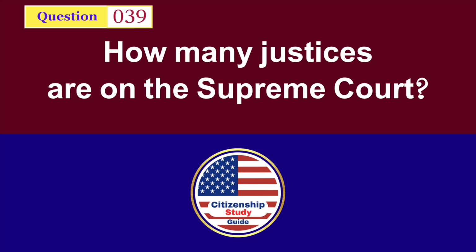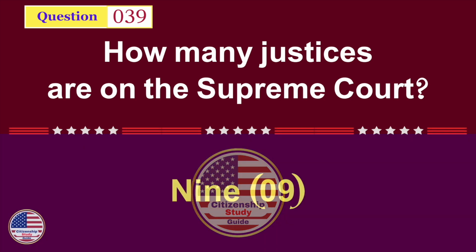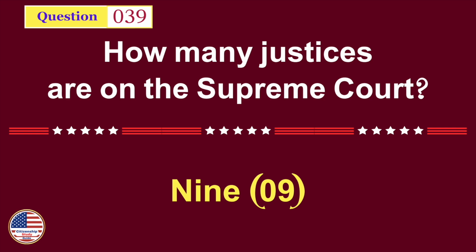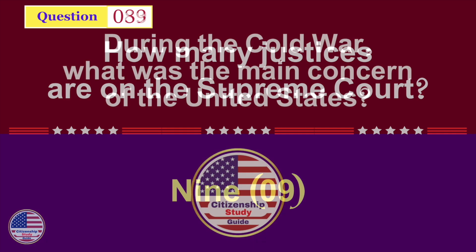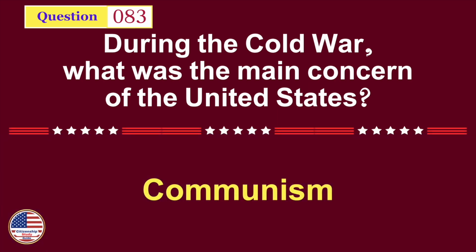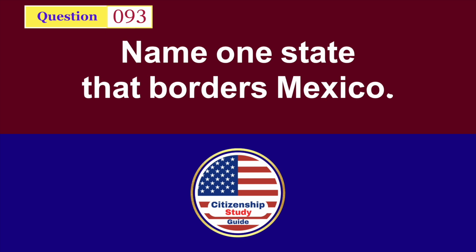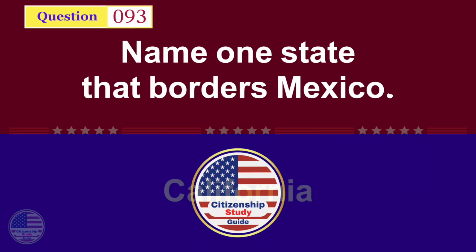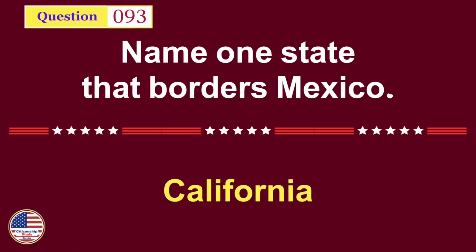How many justices are on the Supreme Court? 9. During the Cold War, what was the main concern of the United States? Communism. Name one state that borders Mexico. California.